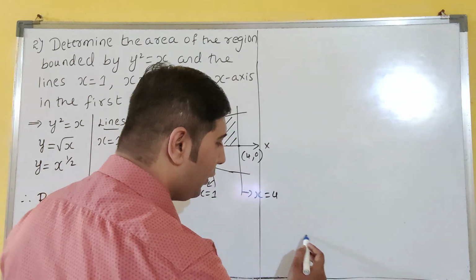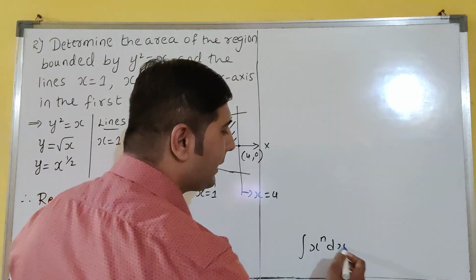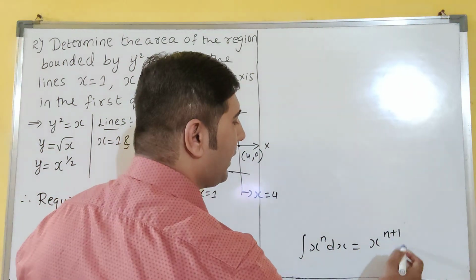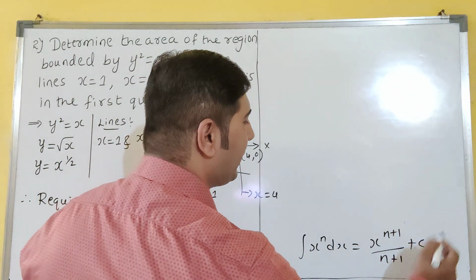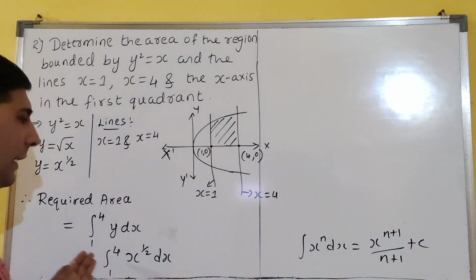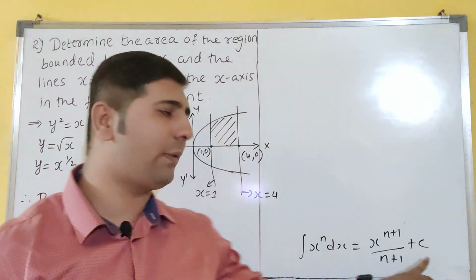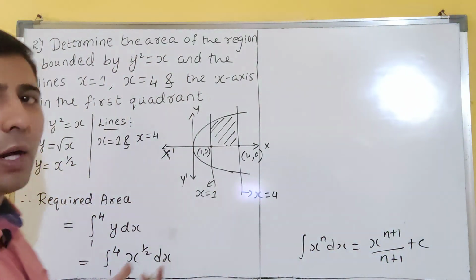Integration of x raised to n. Those who don't know, I will write here. The integration of x raised to n is x raised to n plus 1 by n plus 1 plus c. Clear? This is a definite integral. This is indefinite. Indefinite will have plus c. Definite will not have plus c.